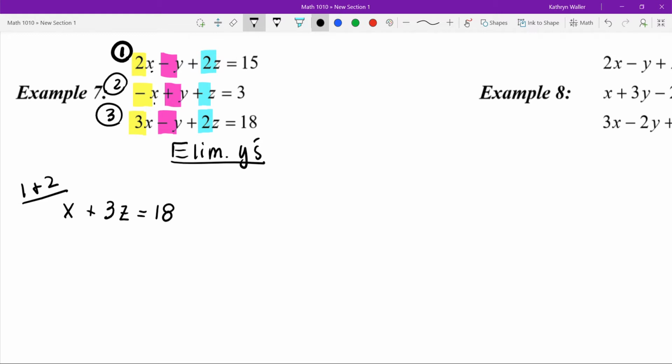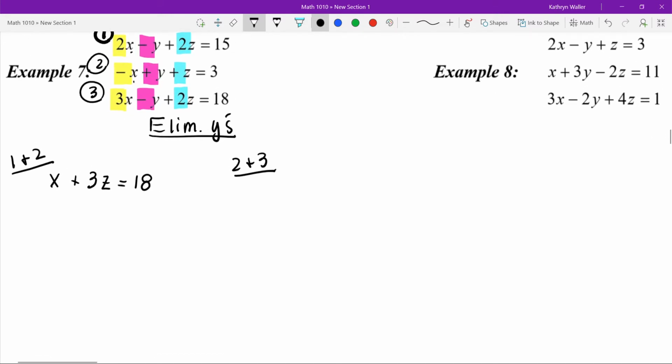Think of the activity we did. What was the next thing we did? We chose 2 different equations and eliminated the y's again. What would be an easy one? I would choose 2 and 3. The reason I would choose 2 and 3, guys, is because they're ready to go right now. So add 2 and 3 together.